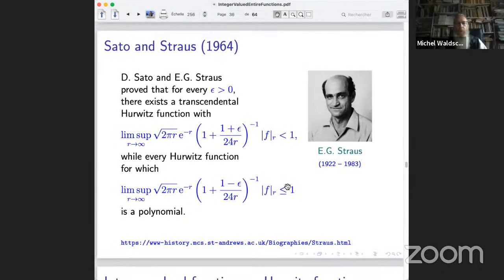We know more about integer valued entire functions. We cannot go further than the lim sup of square root of r exponential minus r fr less than 1 over square root of 2 pi. But Sato and Strauss gave some very sharp results where if you put the assumption that the lim sup of this with 1 plus epsilon over 24r minus 1 is less than 1, then there exists a transcendental function. But if you take a Hurwitz function, then if you took the minus here instead of the plus, then if the lim sup is less than or equal to 1, it is a polynomial. Here you have plus, but you have the exponent -1. This explains why you need to have plus here and minus here. So this is extremely sharp, and it's a nice result of Sato and Strauss. I mentioned Strauss before, he contributed a lot to this topic.